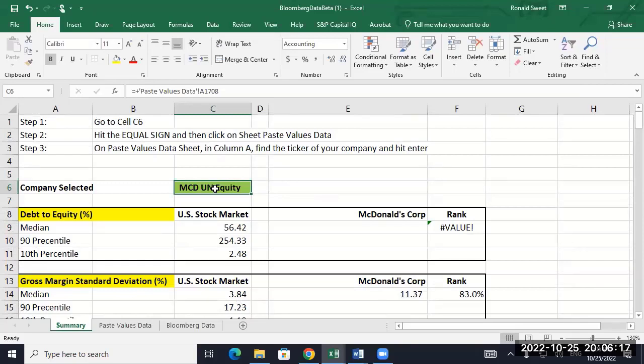Oh, why did I pick McDonald's? Their net worth is negative, so I should have picked a different company. So let's do Wendy's. I'll tell you what, we'll do Wendy's.